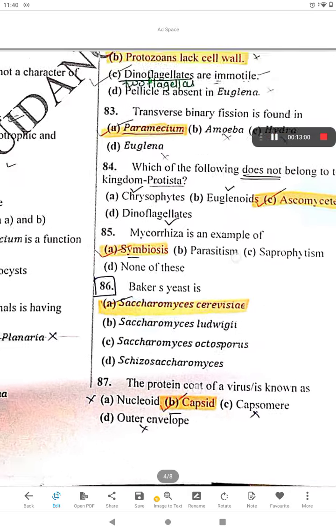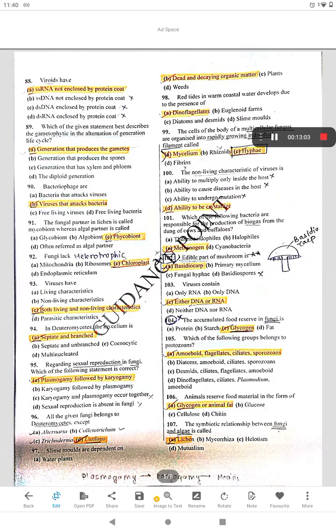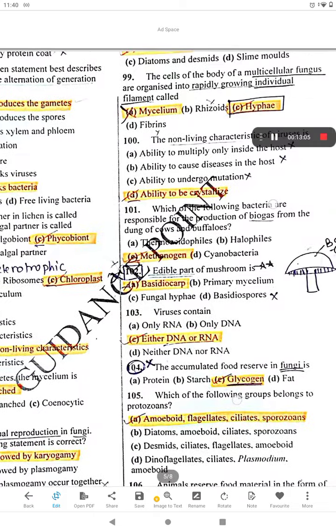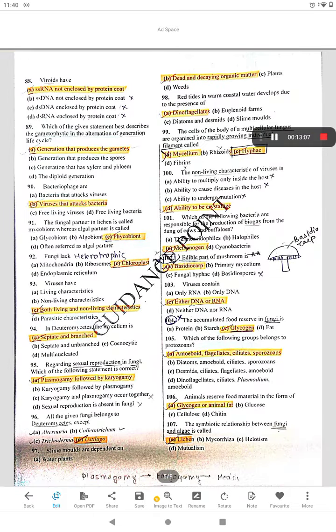So 86 says that Baker's yeast is Saccharomyces cerevisiae. This I had learnt in 8th standard when I was attending PACE class. Then nothing wrong on this page, I guess. No, this one is it.